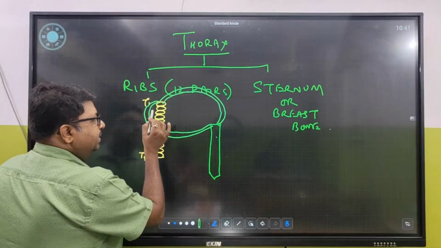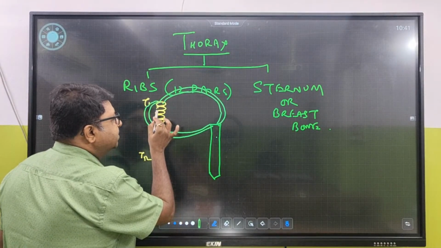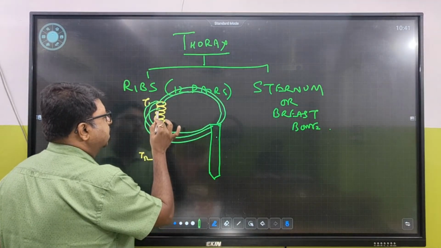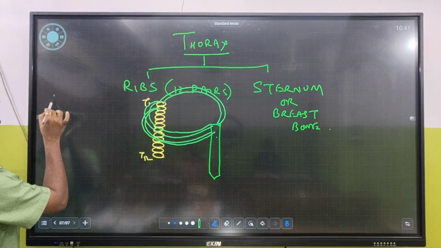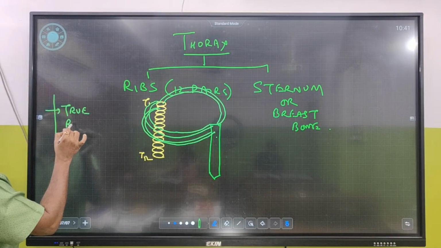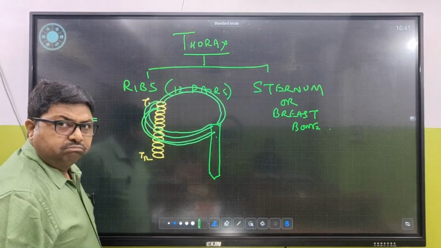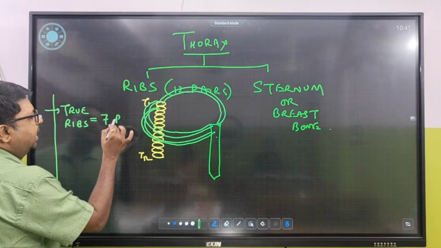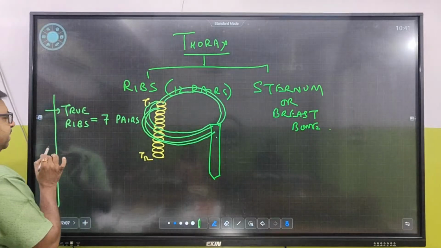Now if the rib bone starts from the thorax and meets directly with the sternum, we call those bones true ribs. When we talk about ribs, we can classify them, starting with true ribs. So what are true ribs? The ribs which join directly with the sternum. Right from T1 to T7, 7 pairs are true ribs.